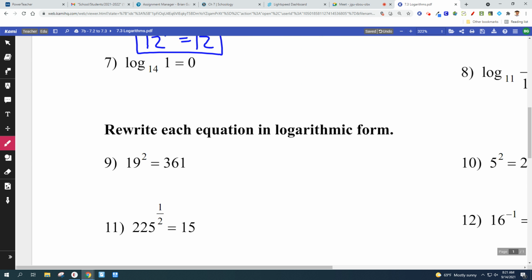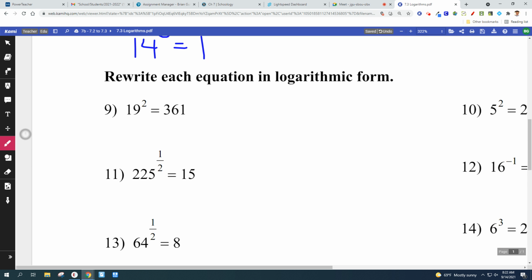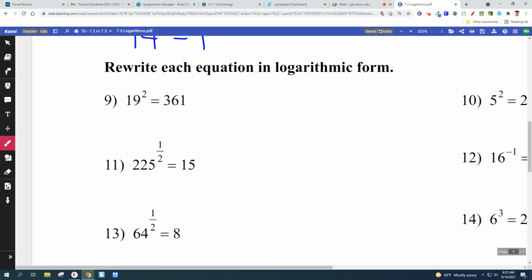So then number 7, what's the base on number 7? Anybody tell me? 14. What's the exponent? 0. And sure enough, 14 to the 0 power, if you plug that in on a calculator or whatever, you should know that equals 1.